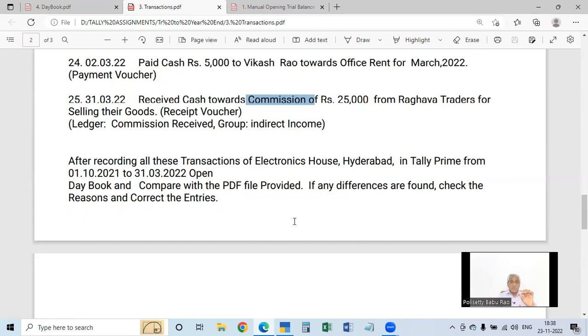So now, after recording all these, we have to open the day book. How will you begin? In the Gateway of Tally, if you click K, that is the short key for day book. Otherwise, display more reports D, and again day book D. So if you click DD, the day book will open. Otherwise simply K in the Gateway of Tally.